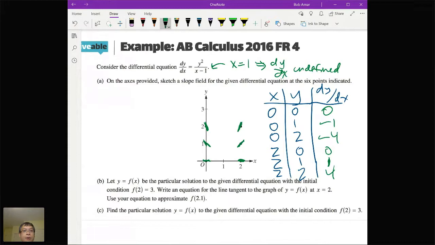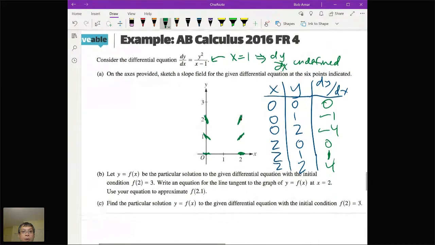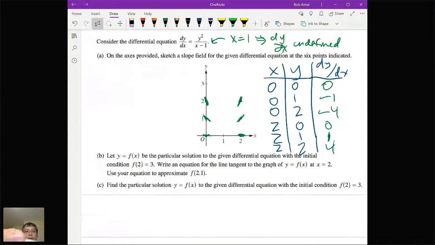Okay, so I like this one a lot because it has a slightly different feel, right? So let's make sure we can solve this differential equation. All right, so dy dx equals y squared over x minus 1.